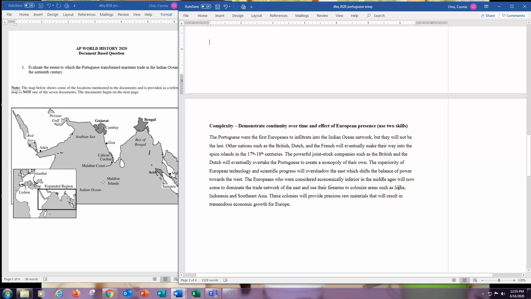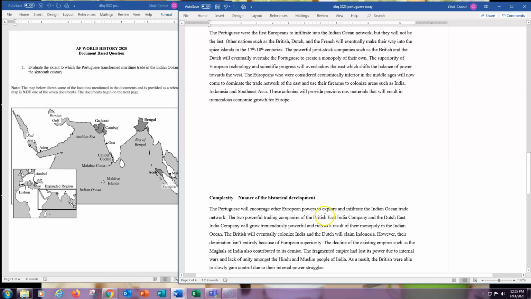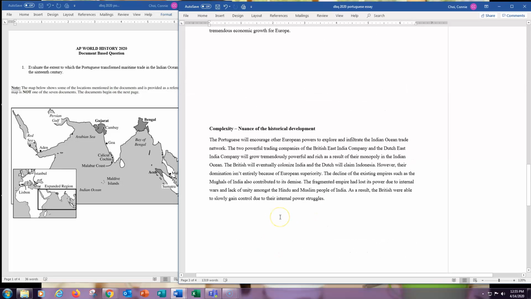India will be colonized by the British, Indonesia by the Dutch, Southeast Asia by the French. And so that is the effect that I'm going to mention that's going to happen later on in the successive centuries to come. The third complexity I'm going to show you is the nuance of the historical development. Nuance meaning variation, that nothing is very clear-cut and that you have to make considerations for other factors.